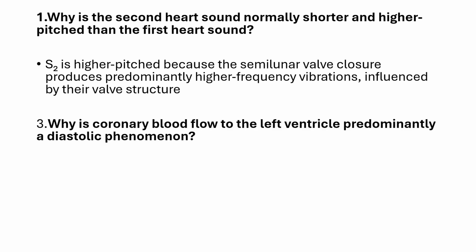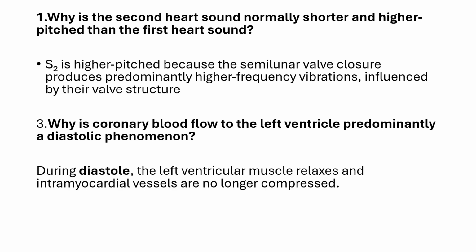The next question is, why is the coronary blood flow to the left ventricle predominantly a diastolic phenomenon? In systole, when the muscles are contracting, the blood vessels between the muscles are squeezed, so blood flow is not going to the cardiac muscle as such. But during relaxation, the blood vessels are not squeezed and are dilated, so the blood flow will be more during diastole. So the left ventricular muscle relaxes and the intramyocardial vessels are no longer compressed. So you have a good blood flow during diastole.